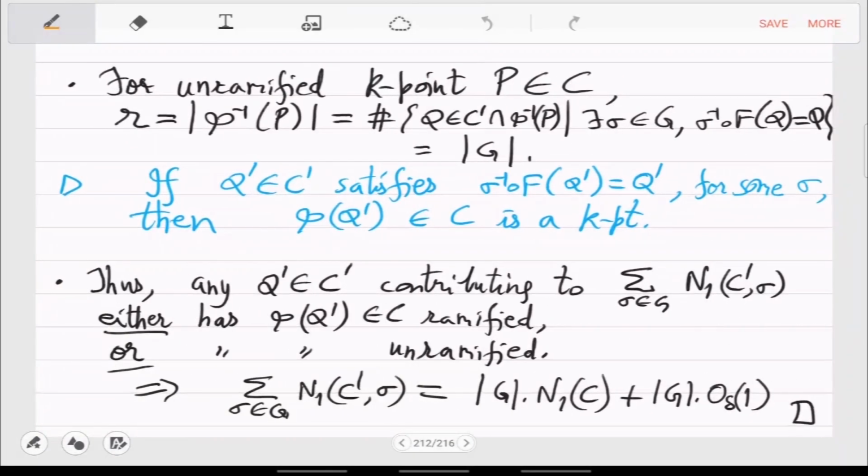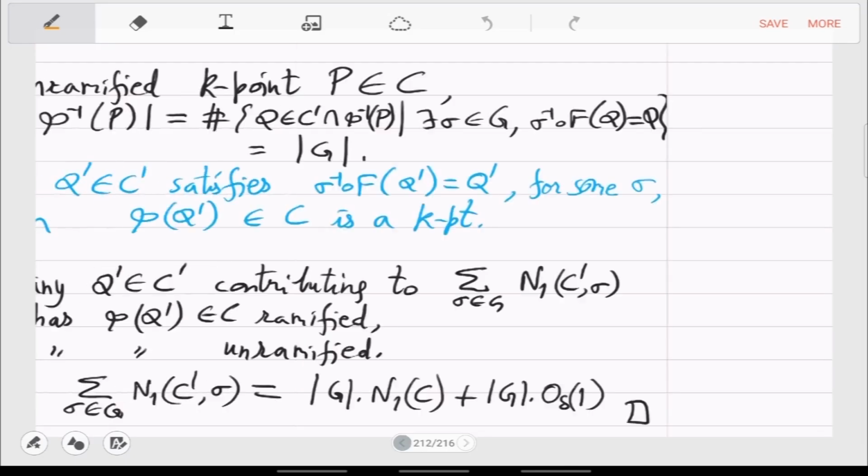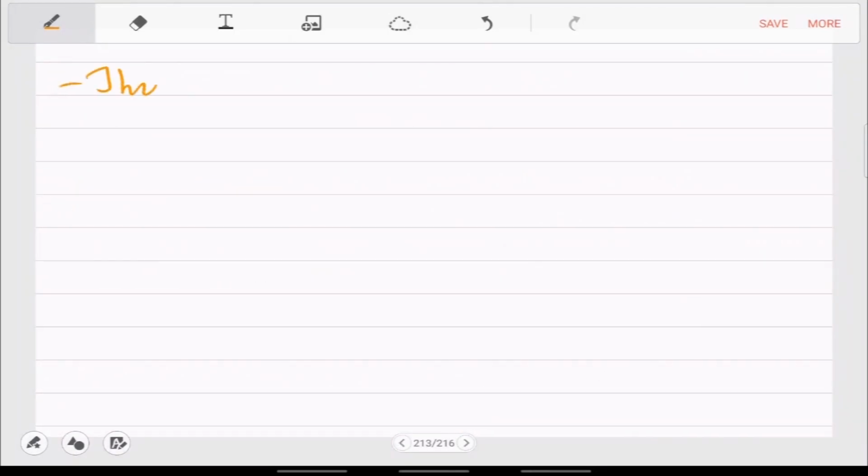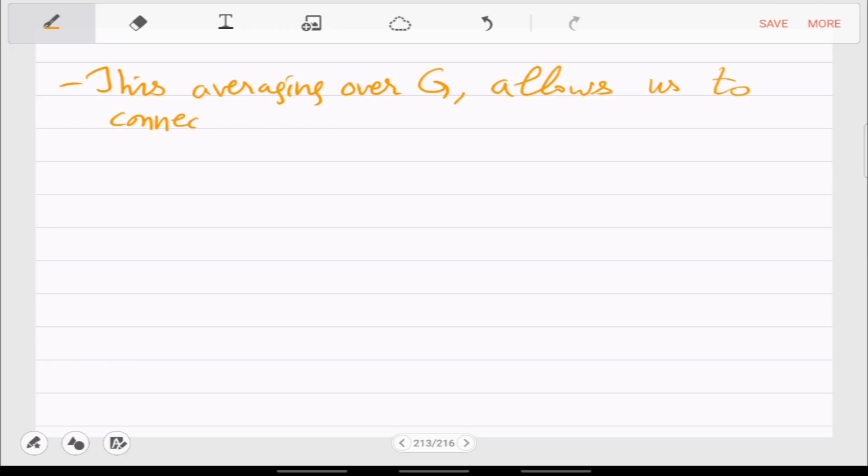This was not difficult. Okay. So what this will allow is that it will allow us to connect N1(C) to N1(C prime, sigma) tightly. In fact, N1(P1) tightly.